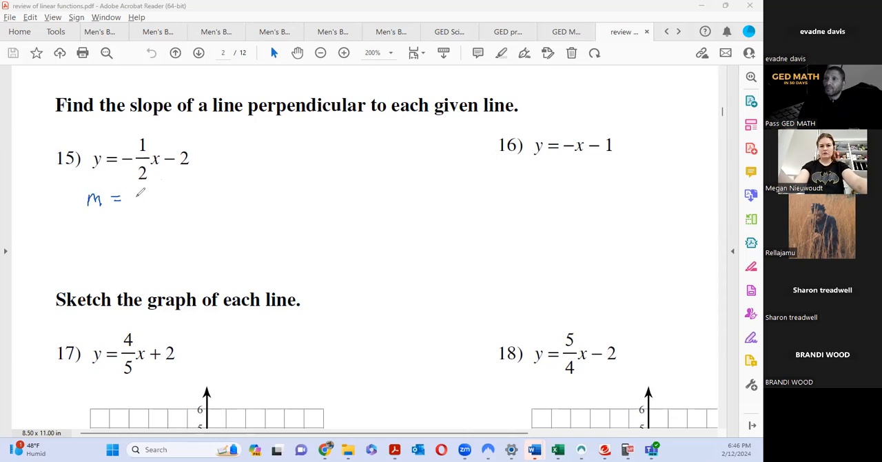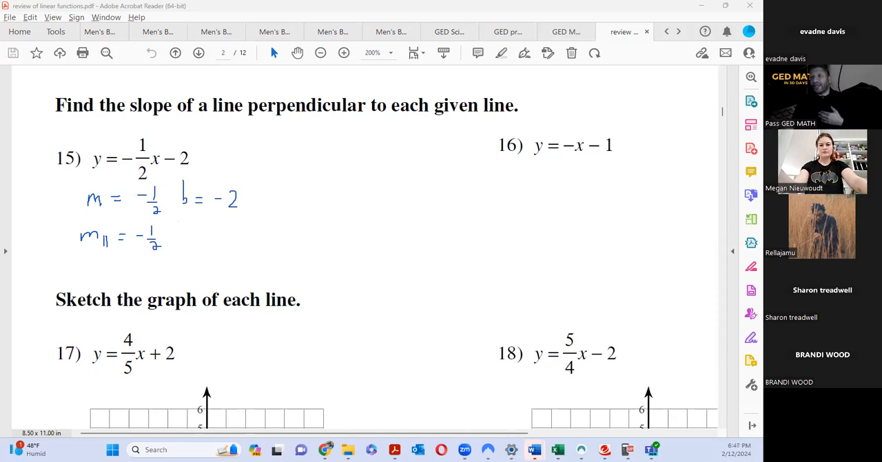You just want the slope: negative 1/2. The y-intercept is what? It's -2. What is the slope of any line that's parallel to this line? Negative 1/2. So we have that down.